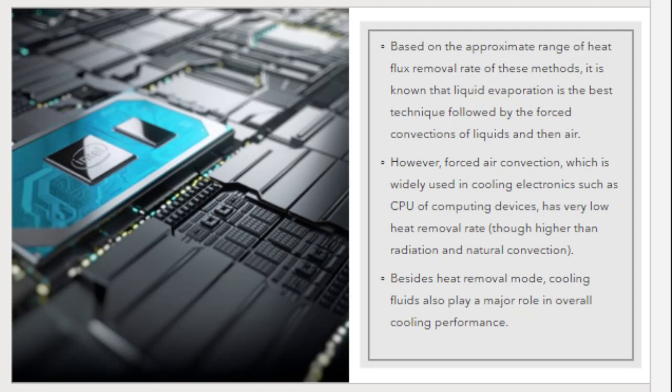Based on the approximate range of heat flux removal rate of these methods, it is known that liquid evaporation is the best technique, followed by the forced convection of liquids and then air. However, forced air convection, which is widely used in cooling electronics such as the CPU of computing devices, has a very low heat removal rate, though higher than radiation and natural convection. Besides heat removal mode, cooling fluids also play a major role in overall cooling performance.